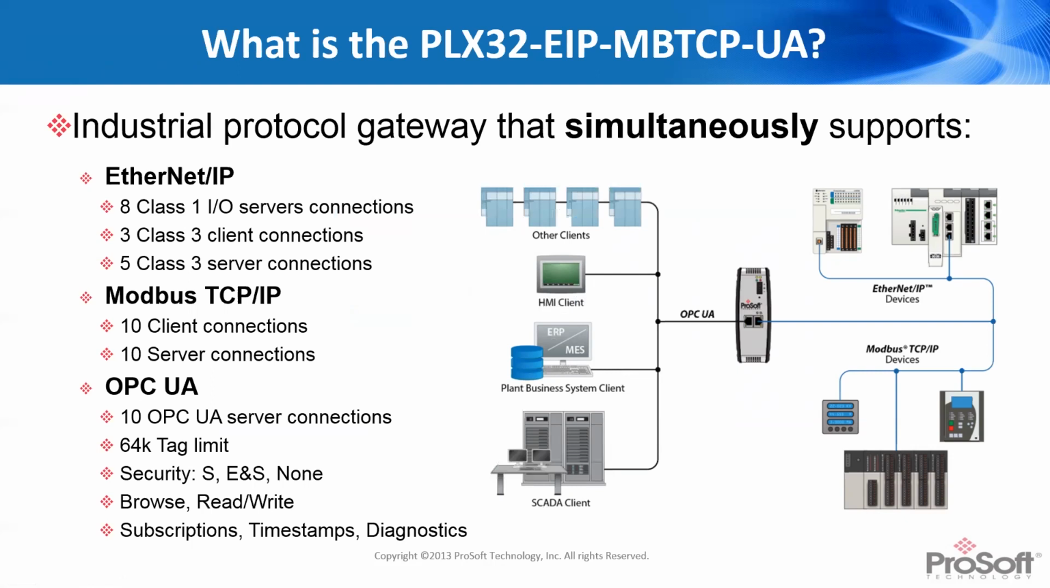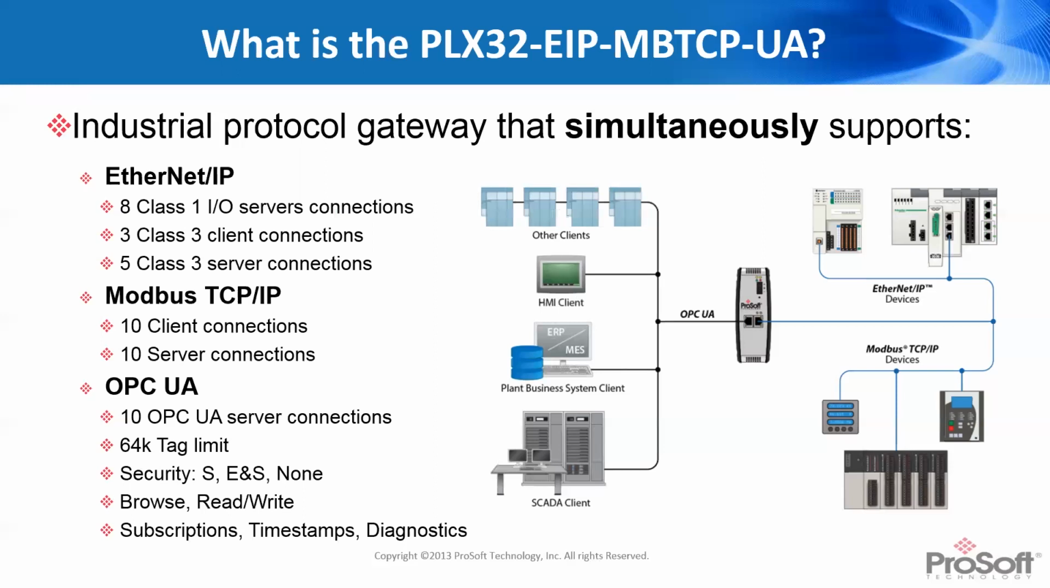It can receive Class 3 messages, and the Class 1 basically means that it supports the implicit messaging. Modbus TCP, you can connect, it has 10 individual client connections. Each client connection can communicate with up to 100 different devices, or 30 different devices. And it supports 10 server connections. So you can have 10 devices create a connection to the gateway. And as far as OPC UA goes, it supports 10 server connections. So you can have 10 clients connect to it.